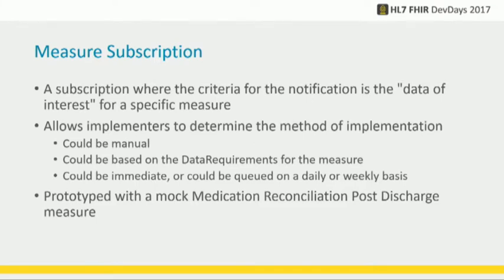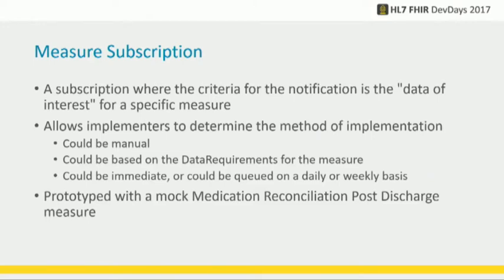It could be based more generically. It could be if they can tie into the data access layer. It could be a completely generic feed that just said we can support any measure that tells us the data requirements, because we'll just subscribe to those data requirements. And then it also allows them to decide what frequency they actually want to notify on. It could be immediate, but they could actually queue that on a daily or weekly basis. So it puts control of how that notification happens into the hands of the implementer. All we're saying is that we want to be notified whenever this data changes.